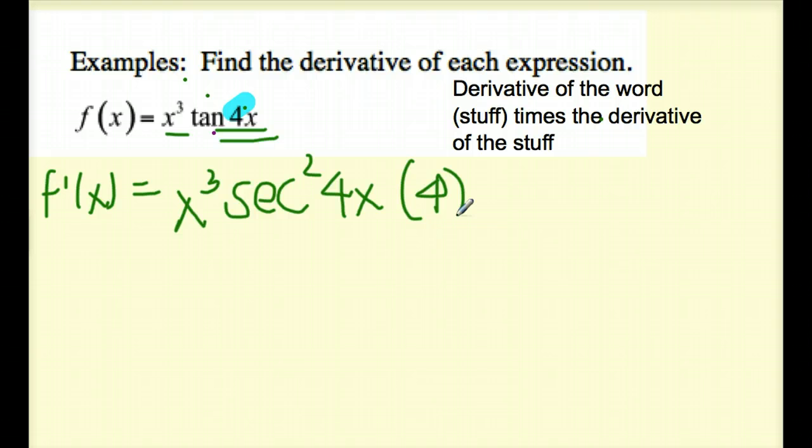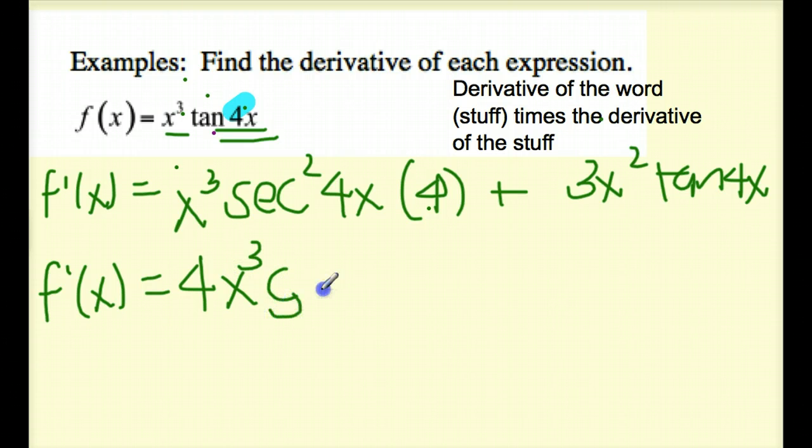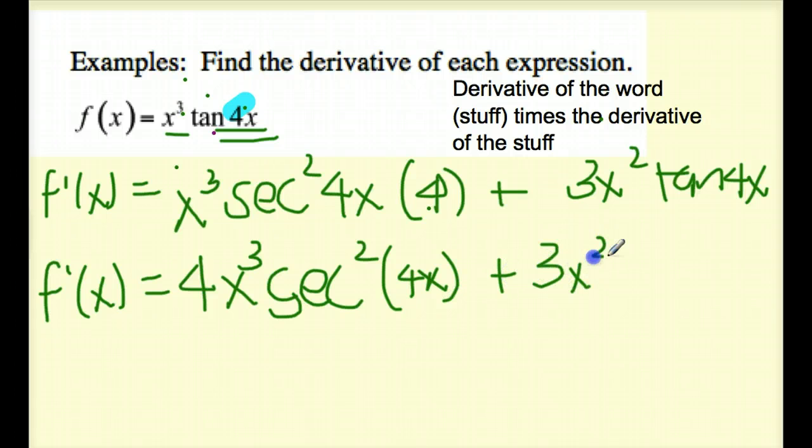And then I have to finish off the product rule. So I get plus the second term, which is tangent of 4x, times the derivative of the first, which is 3x squared. If I simplify this, I'm going to get f prime of x is equal to, I'm going to move this 4 to the front, so I get 4x cubed secant squared, and just for the sake of keeping things in order, 4x plus 3x squared tangent of 4x. So not only did you use the trig derivative, but you've also taken a power rule and a product rule.